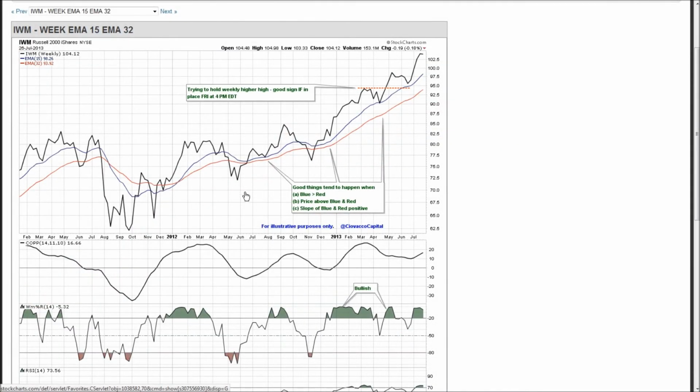Similar to the Triple Qs, small caps is another leading ETF, IWM, within the United States that we own, done well for us. You can see this is a bullish look, price above, blue and red, slopes up, blue is above red, momentum bullish. As long as this chart looks this way, good things tend to happen.